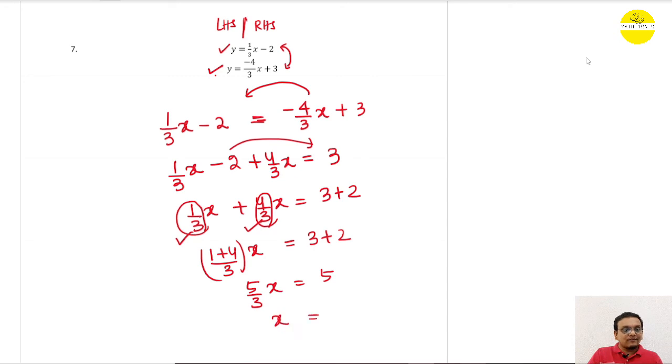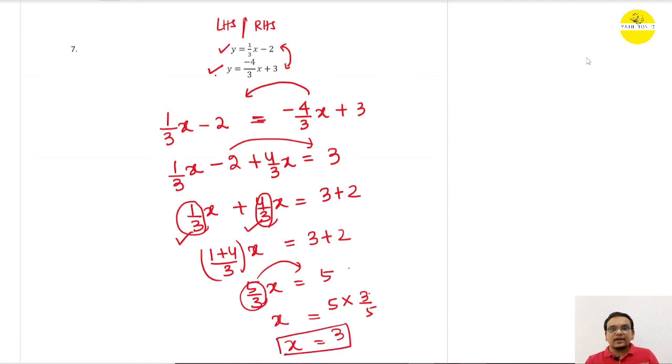So if I take x here only, that means I have to shift this 5 over 3 to this side, and we know that it will be divided, so I'm getting 3 over 5 multiplied with this. Again I'm saying, see, 3 is present in the denominator. If I shift this to this side, it will be placed in the numerator, and 5 will come to the denominator. So x is equal to, if I try to solve this, 5 gets cancelled. I think you are getting x is equal to 3. Got it? I'm getting the value of x is equal to 3.